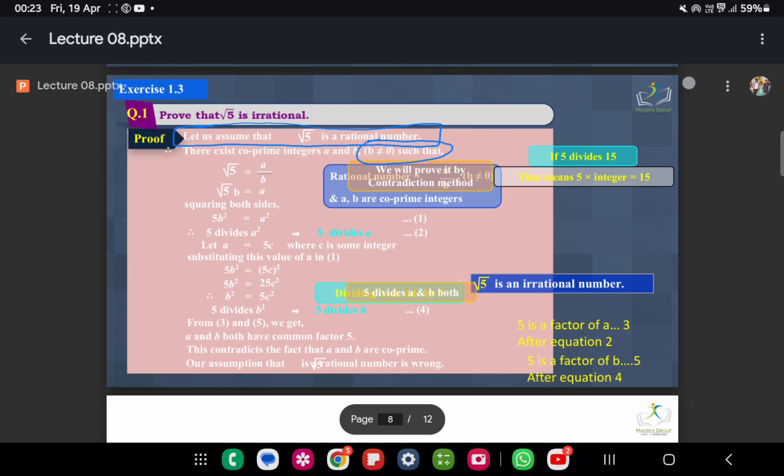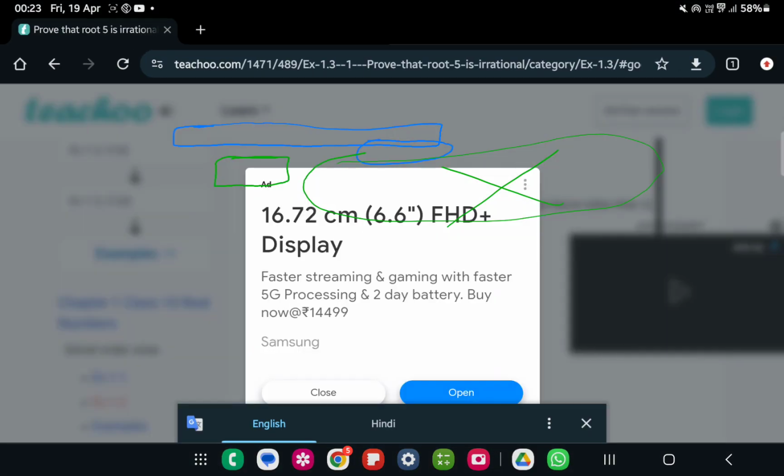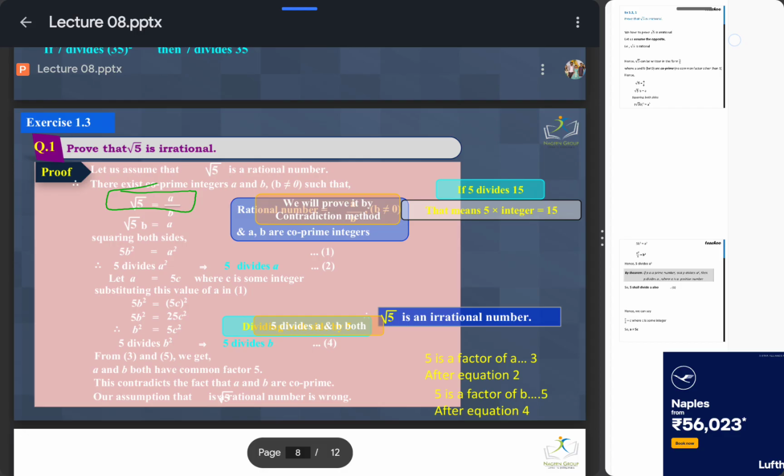Then the next step is, so root 5 is equal to a by b. So much is given here, it is not at all necessary, so I will take a new page for this. Here we have to take that root 5 is equal to a by b.